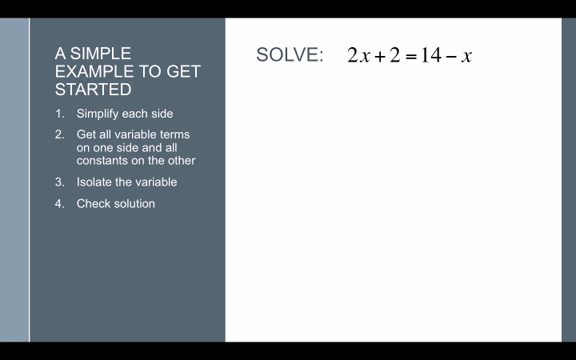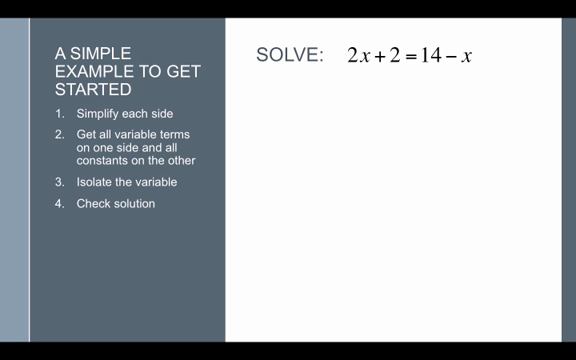We can't combine the 2x with the 2, and likewise, we can't combine the 14 with the minus x. So for this particular problem, we don't need to worry about number 1. For number 2, it says get all variable terms on one side and all constants on the other. So again, in the English way of saying it, I'm going to move all the x terms to one side and I'm going to move all the numbers to the other side.